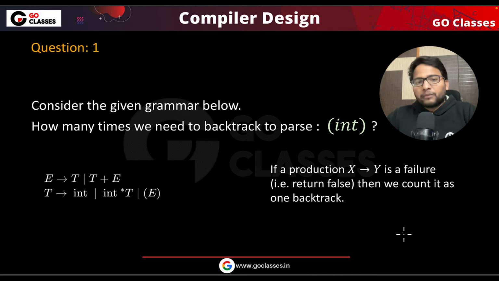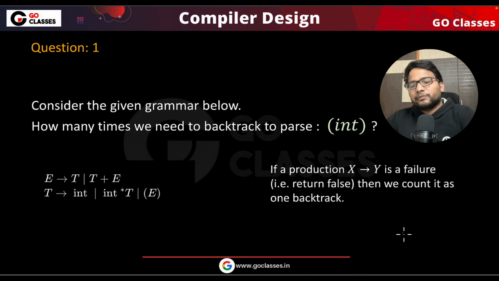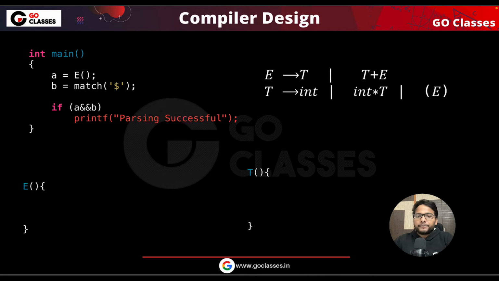You may not remember what this recursive descent parser is, so let me quickly revise what that was. Let's suppose we have this particular grammar. Now we will write different functions for each of the non-terminals. Which means if these are the two non-terminals, then we will be writing two functions, one for E and one for T. And if E is the start symbol, then we will call E.